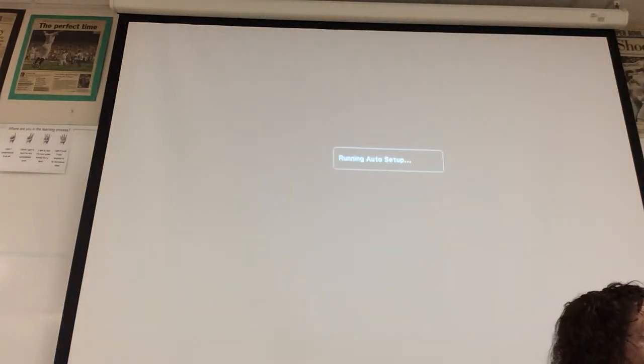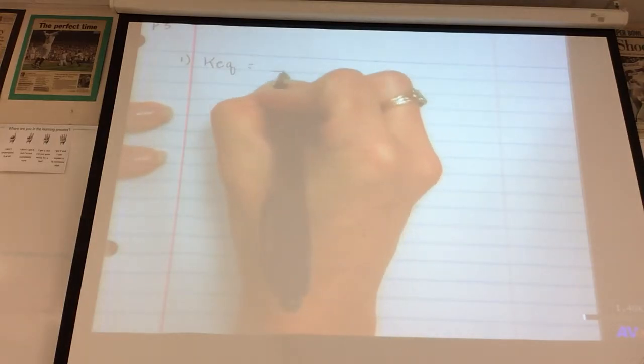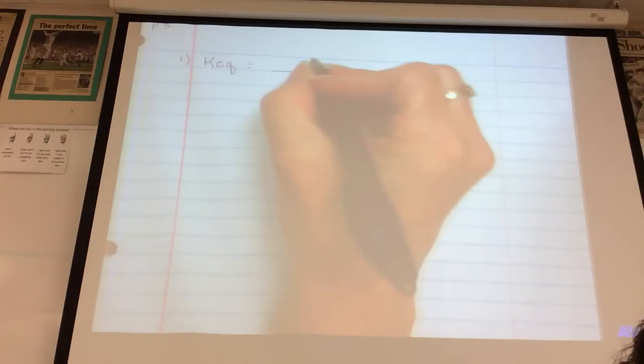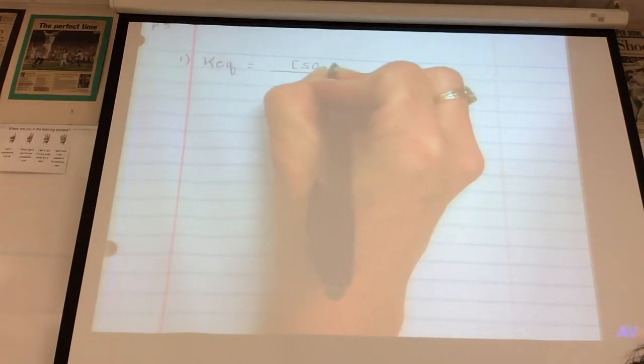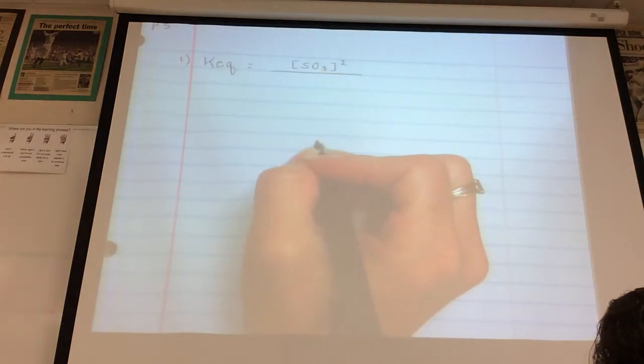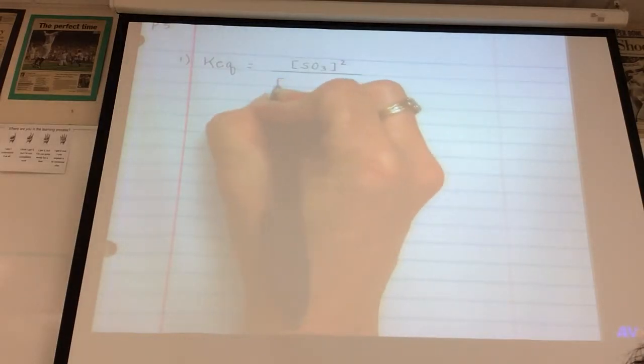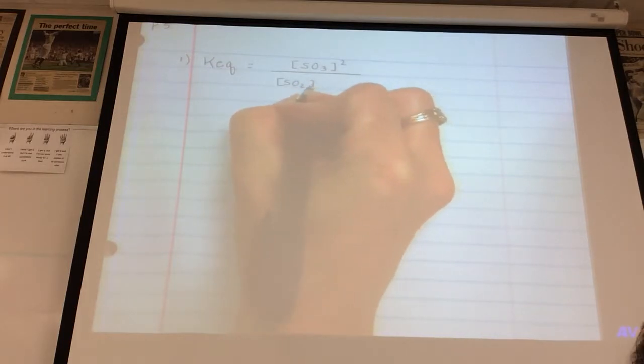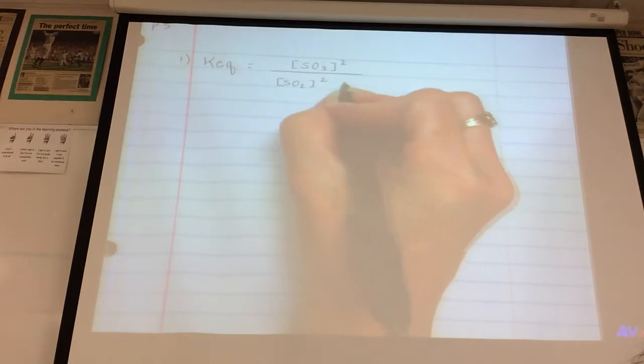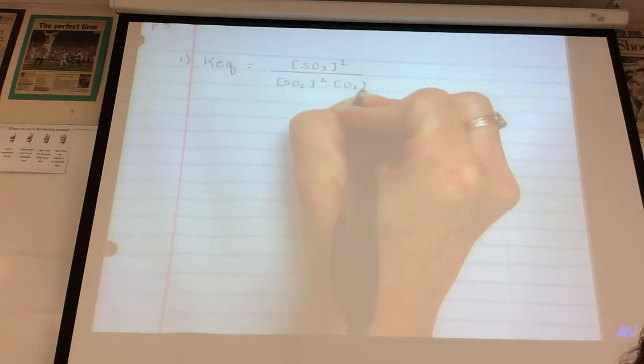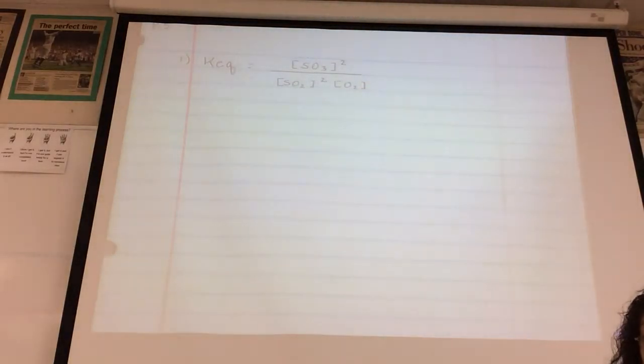All right, so I'm going to flip gears. You have everything in front of you. We want to write the KEQ expression. So for number one, we have KEQ. Do we put products or reactants in the numerator? Products. The product is sulfur trioxide. So I put it in brackets, and I raise it to the second power because of the coefficient of 2 of sulfur trioxide. Reactants in brackets. Coefficient of 2 becomes exponent of 2. And oxygen gas. And that is an equilibrium constant expression.